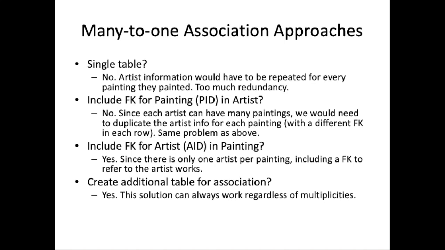How about we do the foreign key approach the other way and include the foreign key for artist, that is the artist ID, in the painting table. And that works because for each painting there's just one artist, right? So we don't have to list the same painting more than once in the table with different foreign keys for different artists, because each painting just has one artist. So this works, right? Since there's only one artist per painting, we can include a foreign key to refer to the artist's works.